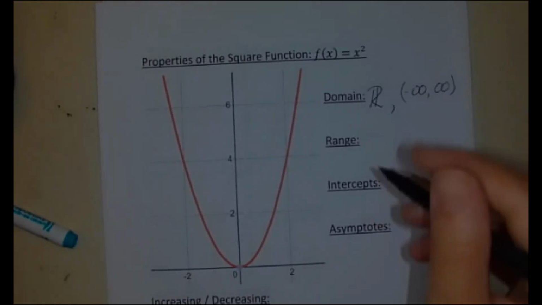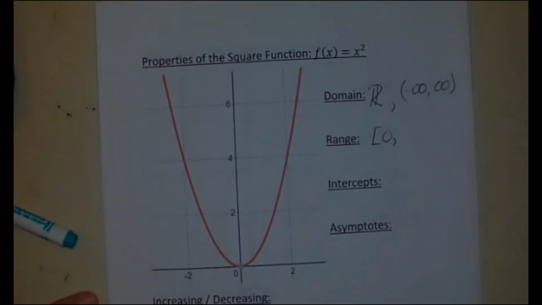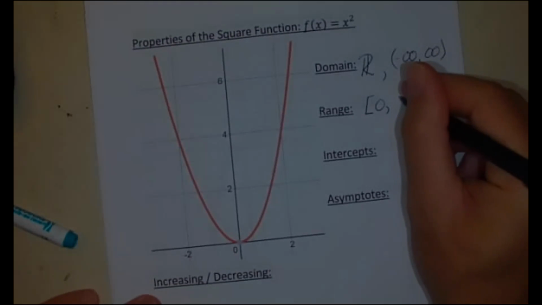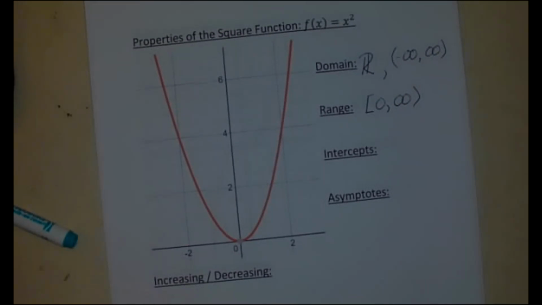The range, on the other hand, includes 0. So I have that square bracket there at 0, and it goes up to infinity. As long as it is a positive number or 0, I can get that number out. You want to get 712 out? Great. Plug the square root of 712 in. Or for that matter, negative the square root of 712.